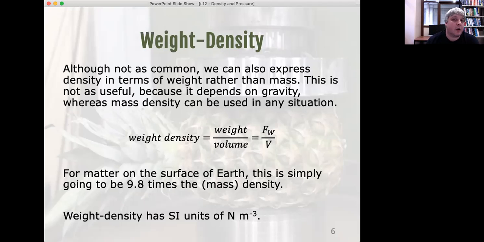As I said, it's not very common. There's no agreed upon symbol for it. On Earth, because the weight is just the force due to gravity of 9.8 times the mass, the weight density is just going to be 9.8 times the regular density.